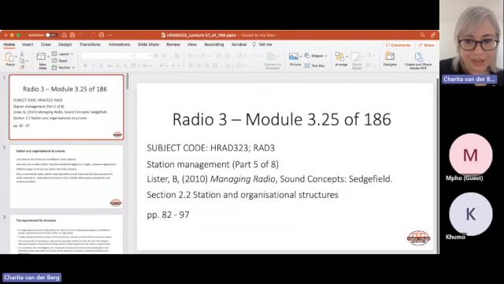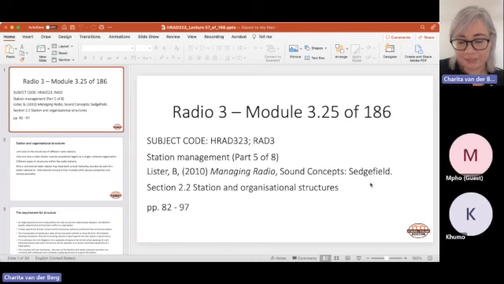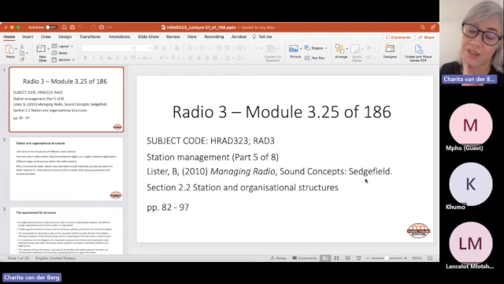Okay, so we have been focusing a lot on management and roles and duties and responsibilities within the different radio sectors from a South African point of view and from an international point of view. So we are looking at managing radio in the textbook from page 82 onwards today. So kind of where we left off yesterday. Okay, so we're starting with station and organizational structures. I have shown you organizational structures from our radio station's point of view.